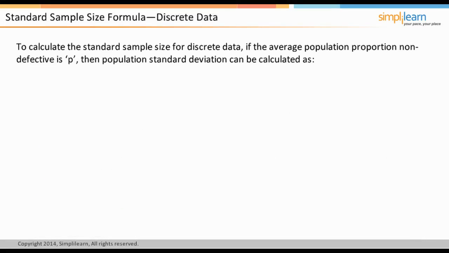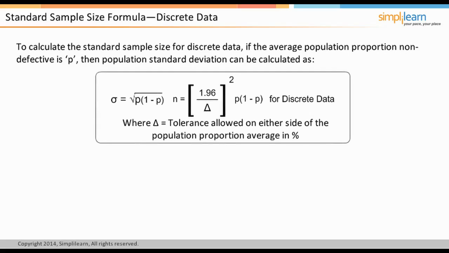We will learn about the standard sample size formula for discrete data in this screen. Like continuous data, one can find out the sample size required while dealing with discrete population. If the average population proportion non-defective is p, then population standard deviation can be calculated by using the expression shown on the screen. The expression for sample size is present. It is important to note that in this expression, the interval or tolerance is in percentage. Click the Example tab to view an example of discrete data calculation using standard sample size formula.